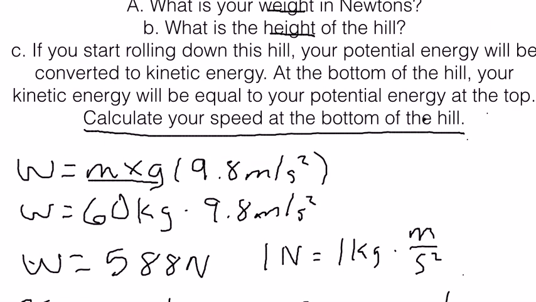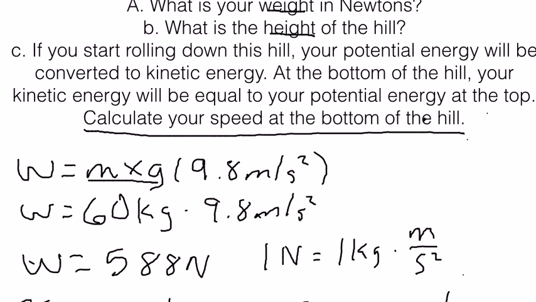Now, going back up, let's look at C. The C's got a little bit of a trick to it. If you start rolling down this hill, your potential energy will be converted to kinetic energy. At the bottom of the hill, your kinetic energy will be equal to your potential energy at the top. So calculate your speed at the bottom of the hill.